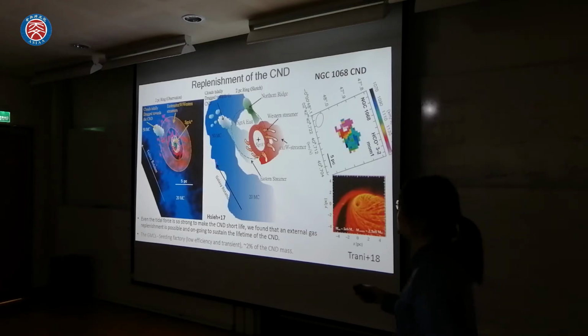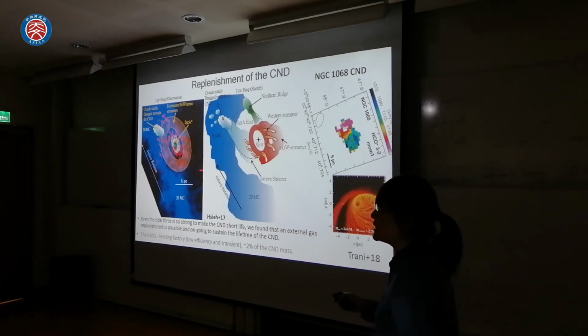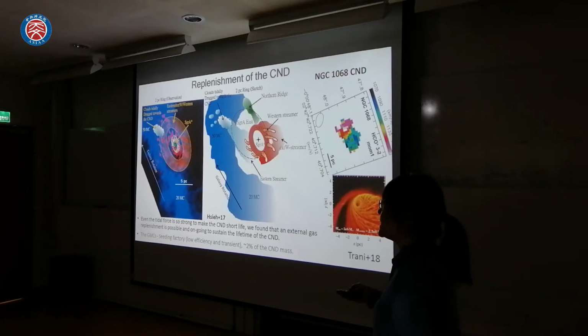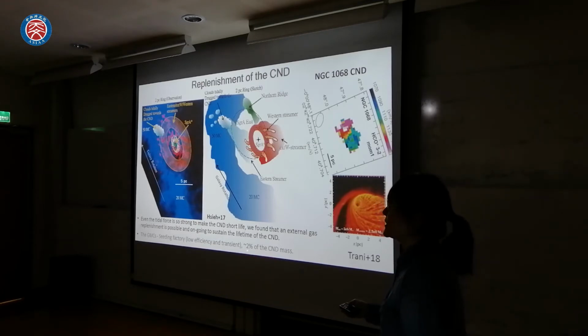But in conclusion, we were able to derive the mass feeding efficiency. The mass feeding efficiency is about 2% of the CND mass from these external streamers. That means the feeding mechanism through tidal stripping is not efficient enough to sustain the life of the CND. But this depends on the conditions of the nearby microclouds. If a more massive cloud is captured, then we will have a higher efficiency here. But I would expect the efficiency to be about 3%.